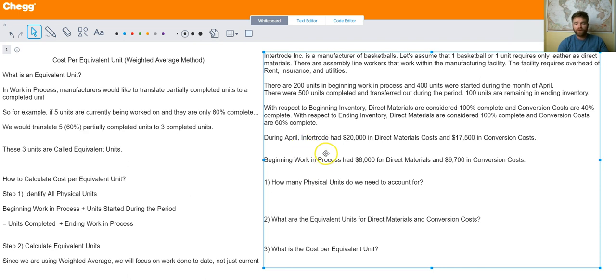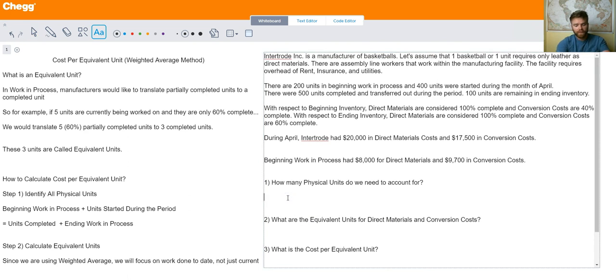During April, Intertrode had 20 grand in direct materials and 17,500 in conversion. Beginning work in process had 8 grand for direct materials and 9,700 for conversion. So here are the 3 questions. How many physical units do we need to account for? What are the equivalent units for direct materials and conversion costs? And what is the cost per equivalent unit?